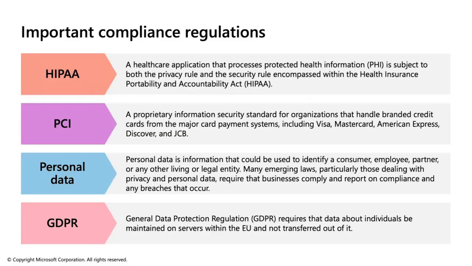So these are four different kinds of standards where we see HIPAA, PCI, GDPR, personal data related information. Different companies, different organizations follow different standards. For example, a healthcare application that processes protected health information is subject to both the privacy rule and the security rule encompassed within the Health Insurance Portability and Accountability Act. This Act, HIPAA, is governing many things like how personal information or health information will be processed.